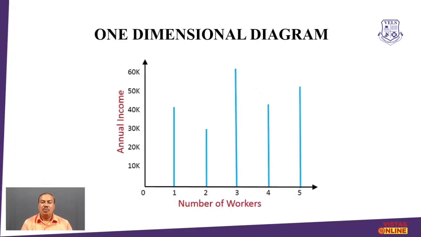So this is a one-dimensional diagram. Here on the x-axis is the number of workers and on the y-axis is annual income. So for each number of workers, their respective annual incomes are represented by a single line, that is, a vertical line. This is an example of a one-dimensional diagram.